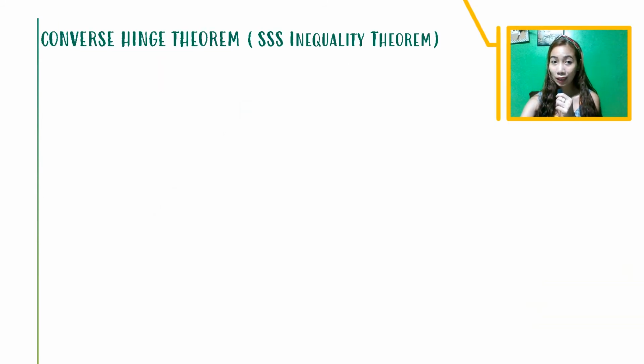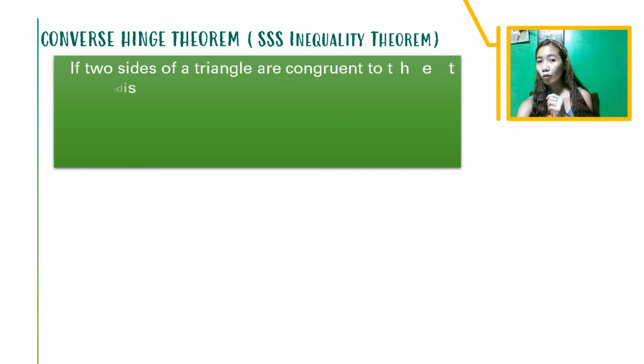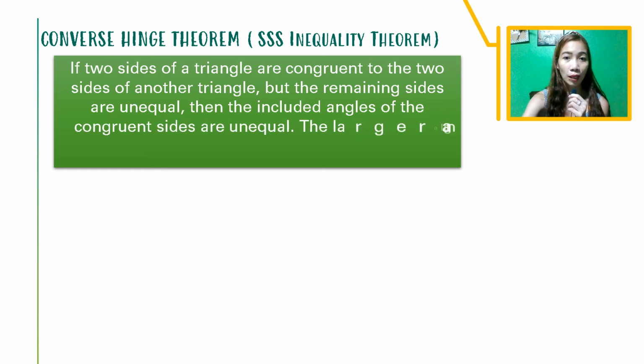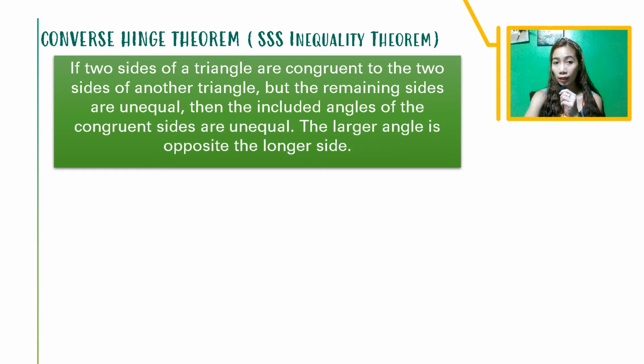Okay, so we also have what is called the converse Hinge Theorem, also called the SSS Inequality Theorem. From the name itself, our reference here is three sides. So what is the converse Hinge Theorem? It states that if two sides of a triangle are congruent to two sides of another triangle, but the remaining sides are unequal, then the included angles of the congruent sides are unequal. The larger angle is opposite the longer side.